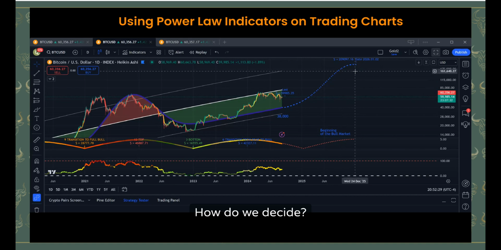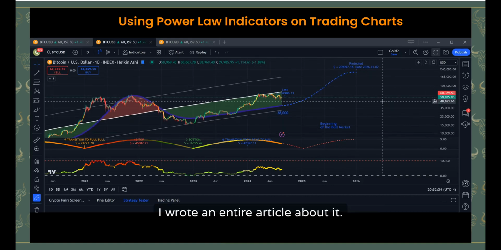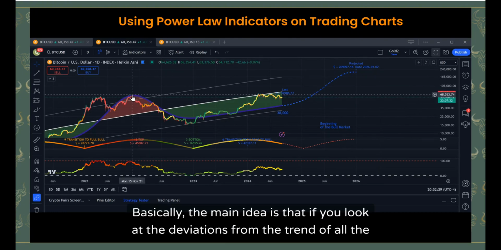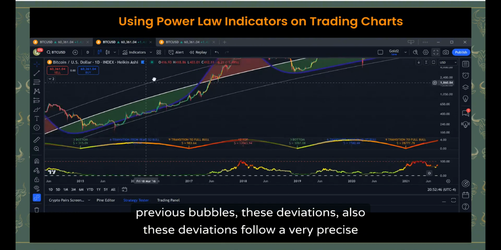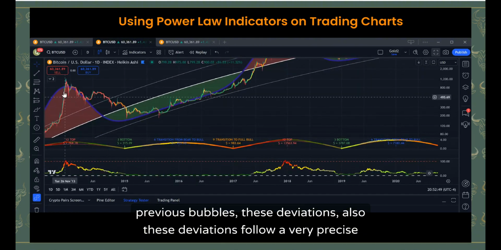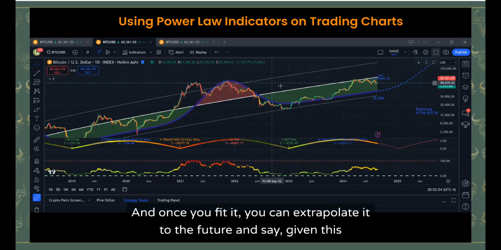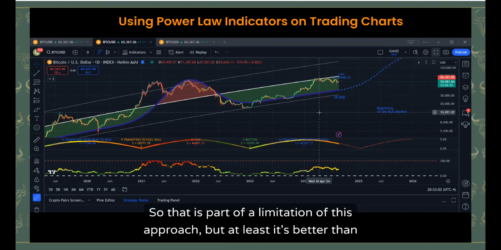How do we come up with this number? I wrote an entire article about it. It's in my Medium. People can read it. But basically, the main idea is that if you look at the deviations from the trend of all the previous bubbles, these deviations follow a very precise pattern. It's in fact an exponential. And once you fit it, you can extrapolate it to the future, given these 3 data points. It's only 3 data points, so that is a limitation of this approach, but at least it's better than nothing.